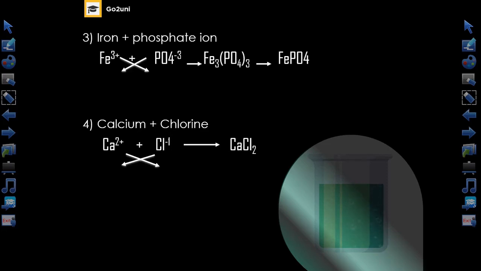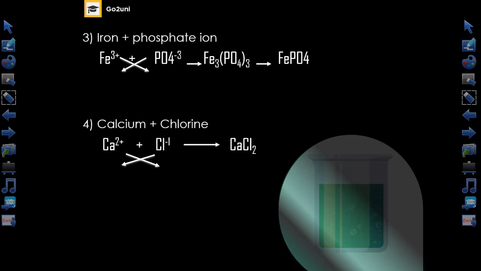So what we're going to have is the exchange of valences. But in this case, since their valences are the same, phosphate ion having a valency of -3 and iron having a valency of +3, they cancel out each other, and we have FePO4.